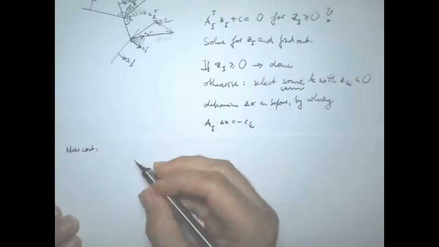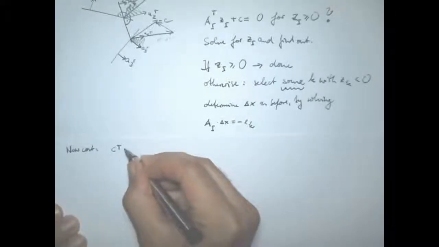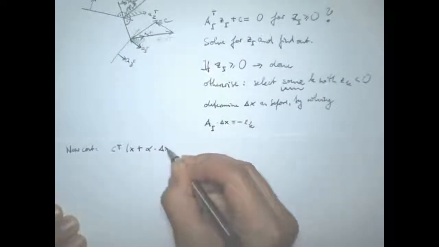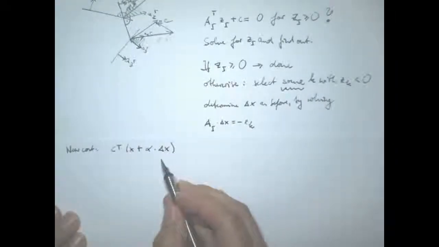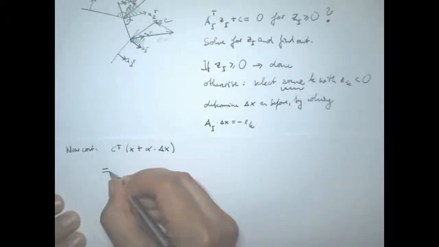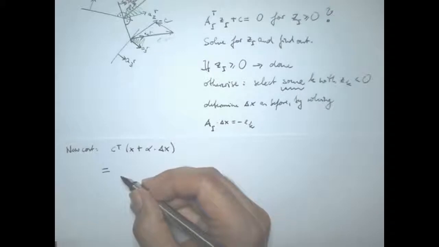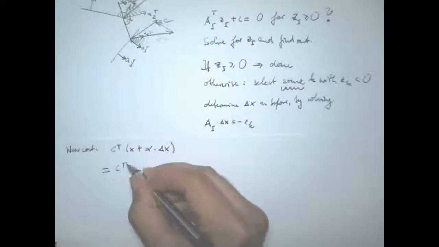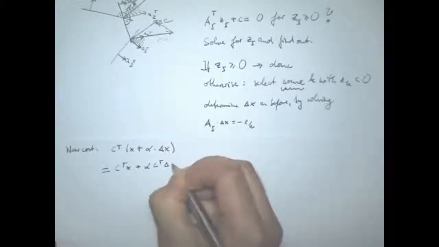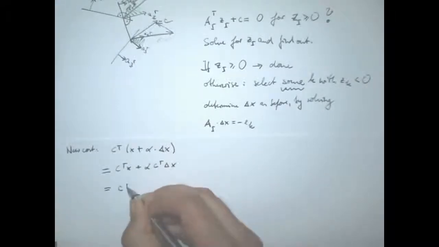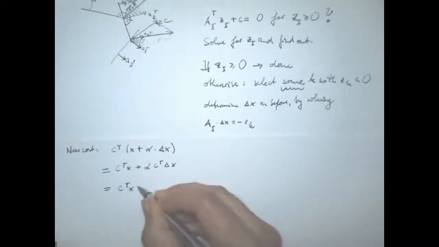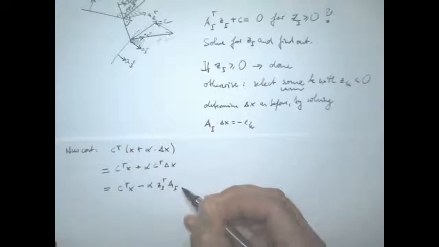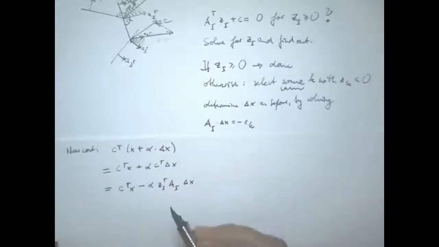So new cost is going to be C transpose of x plus our positive multiplier times the direction that we want to move in. So I can multiply this out and say this is C transpose x plus alpha C transpose delta x, and C I can now substitute with this expression that we had previously used. Namely, I write it as Zi transpose AI. So that together would be minus C.